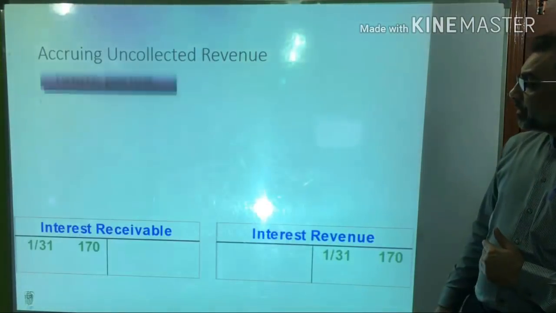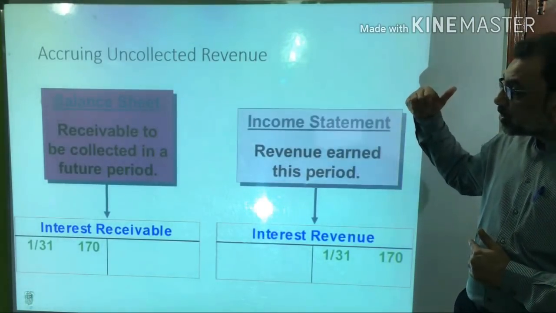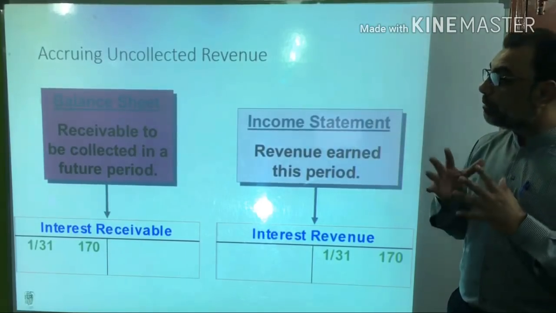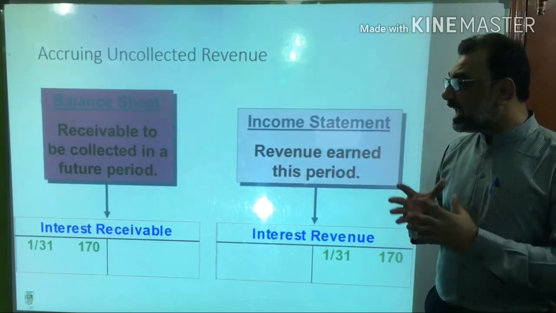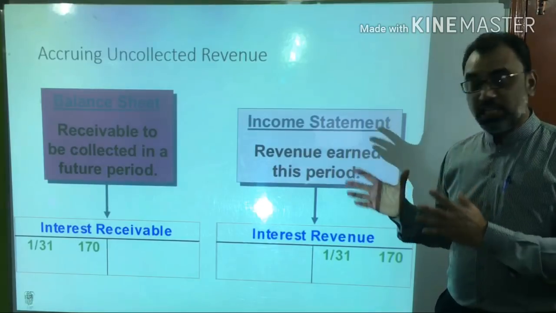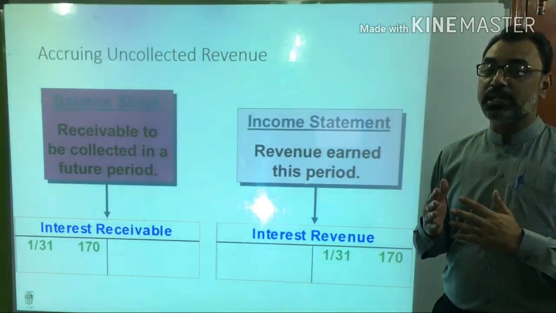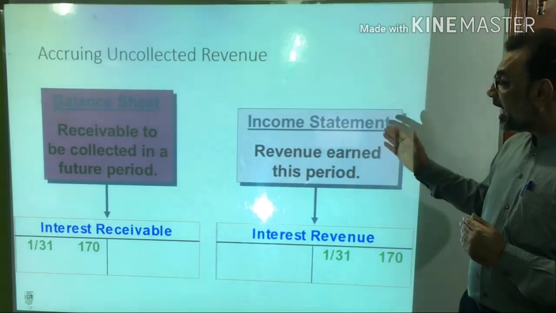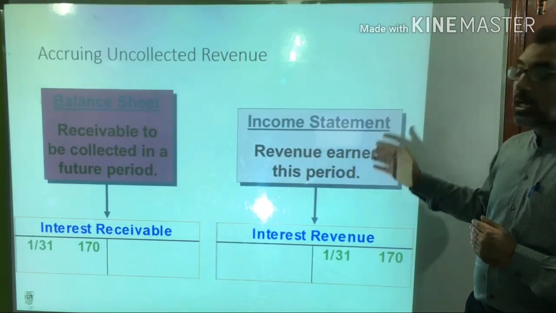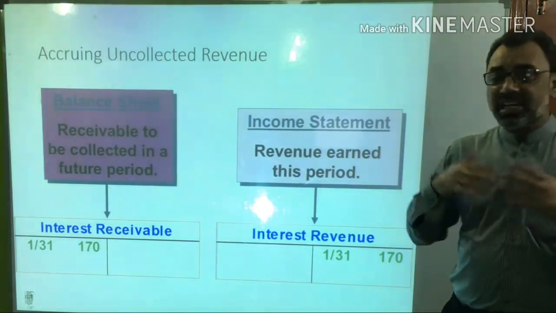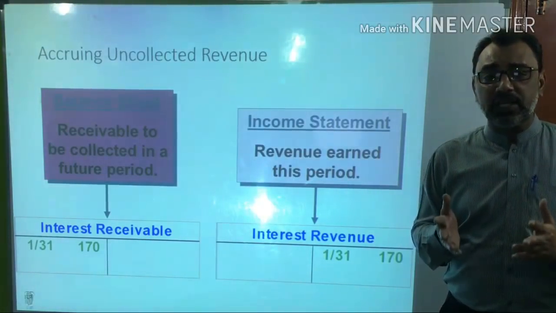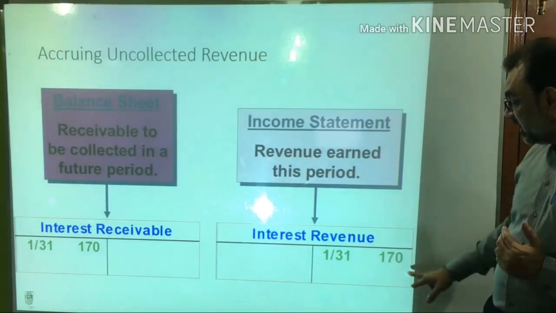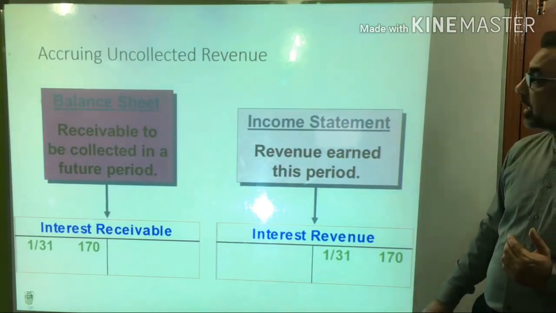So the revenue is recognized and the receivable is created. Before you receive this amount, at the time of adjustment, you will record on the balance sheet a receivable to be collected in a future period. This is your asset, and when an asset increases, you post it on the debit side. On the other hand, the impact on the income statement is that revenue is earned in this period. Regardless of whether you have received that revenue or not, you will record the interest revenue, and when it increases, it is posted on the credit side.